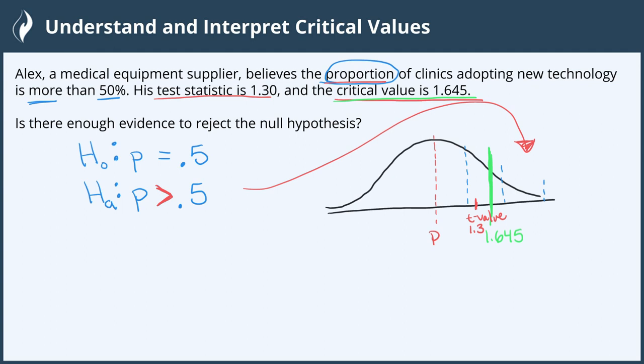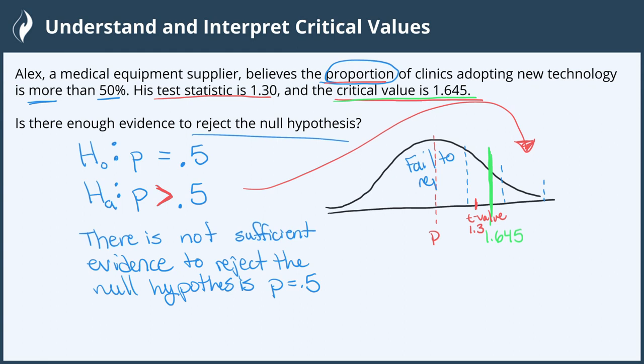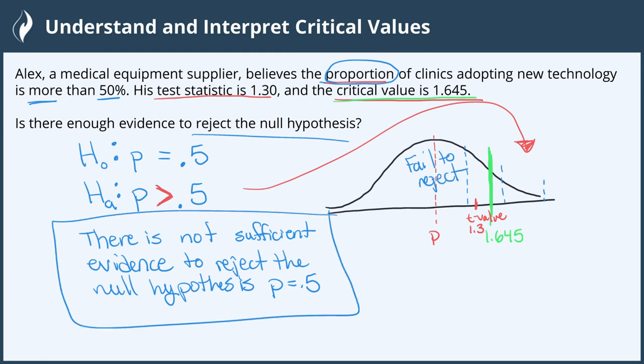So we can say that there is not sufficient evidence to reject the null hypothesis. The test statistic did not exceed the critical value, so it falls in our fail to reject area. And so our answer is that there is not sufficient evidence, and we're all done.